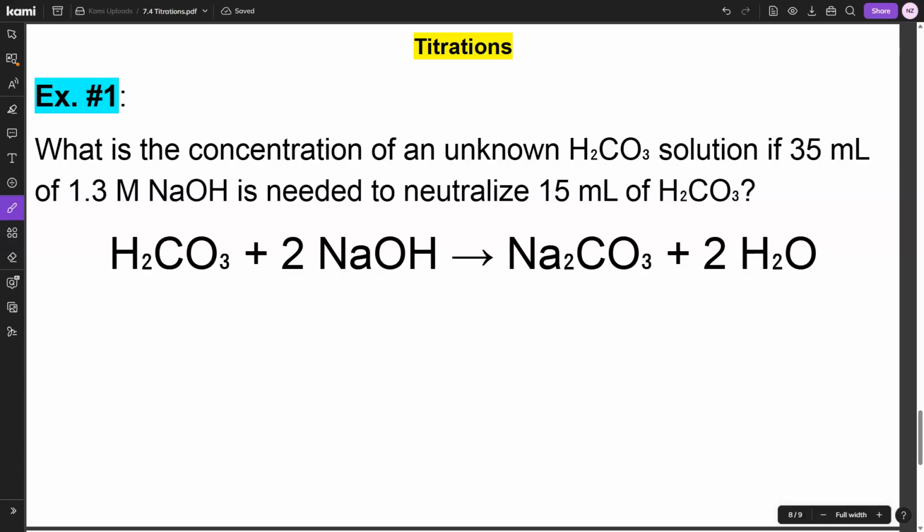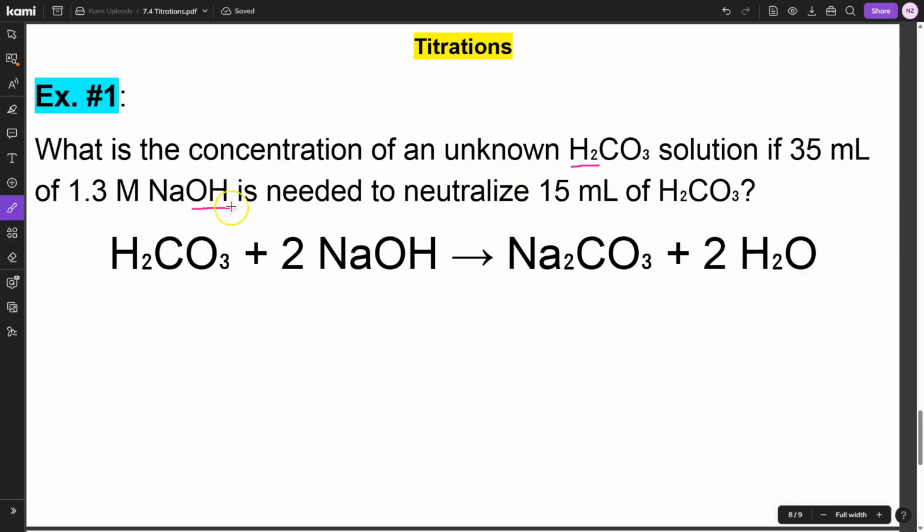All right, so let's look at an example here, and I'll show you exactly how a titration works. It says, what is the concentration of an unknown solution if 35 milliliters of 1.3 molar NaOH is needed to neutralize 15 milliliters of H2CO3? So H2CO3 is going to be our acid because it's starting with hydrogen, and NaOH is going to be our base because it has hydroxide in the name.